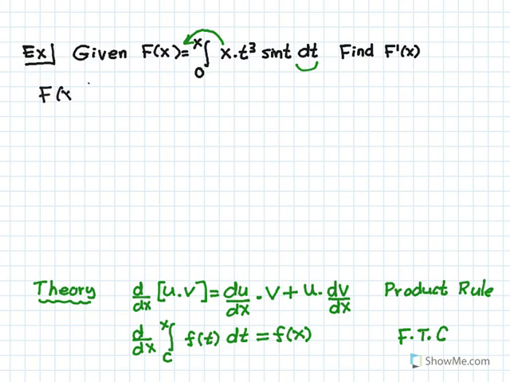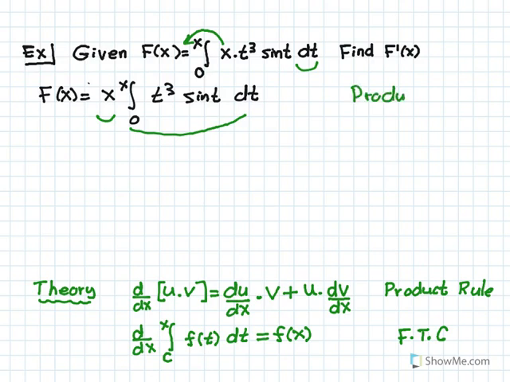F of x is equal to x times the integral from 0 to x, t cubed sine t dt. Now you will notice that we have a product of two functions that involve x. We have x times this integral that involves x. That means we have to apply the product rule.